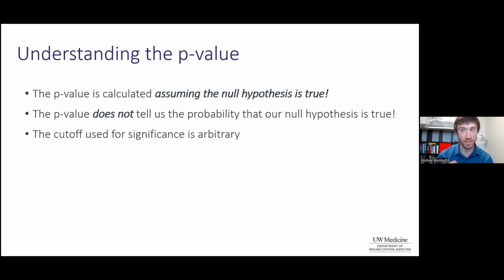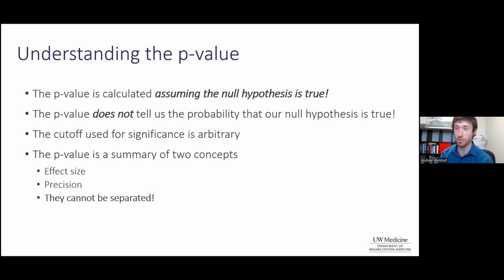It's important to note, again, that the cutoff used for significance is arbitrary. It's helpful having that standard, but that cutoff is arbitrary. And the p-value is really a summary of two concepts, and I think this is important. It's a summary of effect size and it's a summary of precision, and both of these are important to research. Effect size basically tells us how large of a treatment effect we think there is. Precision allows us to say how precisely we can measure that treatment effect.